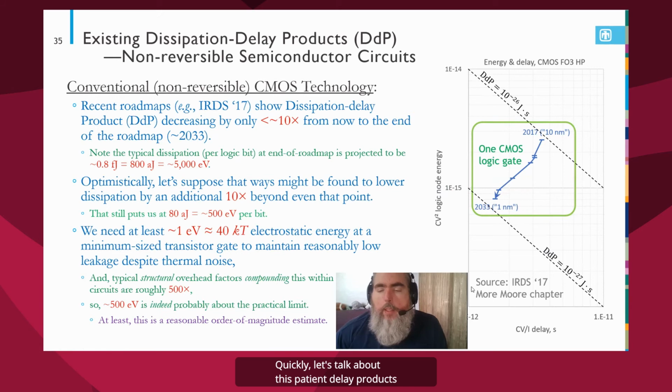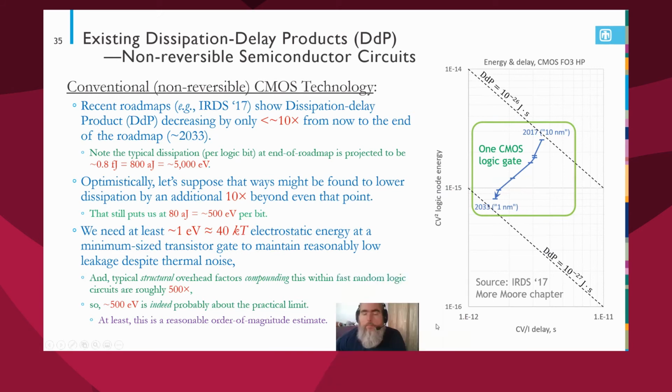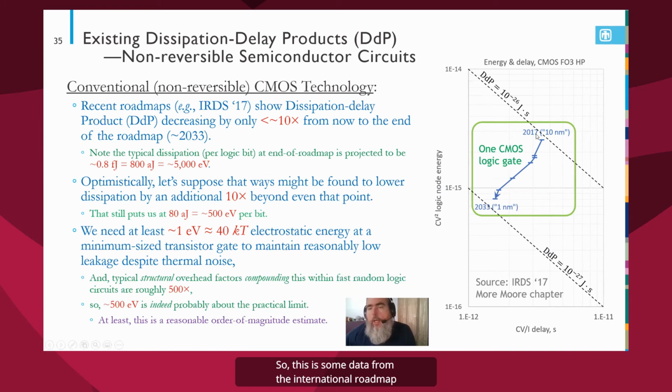Let's talk about dissipation delay products and current technology. So this is some data from the International Roadmap on Devices and Systems from a few years back, but I don't think it's changed too much since then. And it is showing that, if you plot energy dissipation for conventional irreversible computing against the delay for a logic gate, you find that the product of those is decreasing by about a factor of 10 between present day, or this is a few years ago now, and the end of the roadmap, which is in the early 2030s.